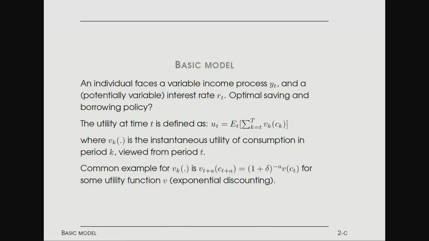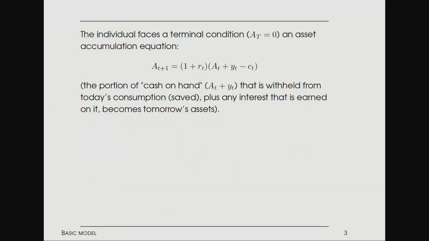A lot of what we are going to do today is going to basically say this is actually not very accurate, or maybe not the best representation of how people think about the future, and that's what we're going to change. Now, assuming that it's the case for the moment, then the individual faces a terminal condition. So in finite time, it means they cannot die with debt, and they also don't want to leave any money at the end of their life. And there is an equivalent of that in infinite time.